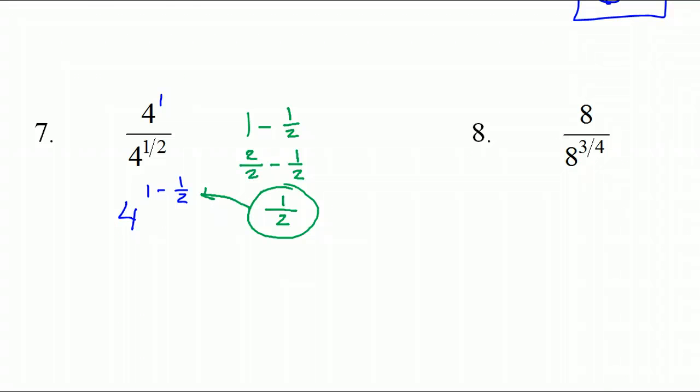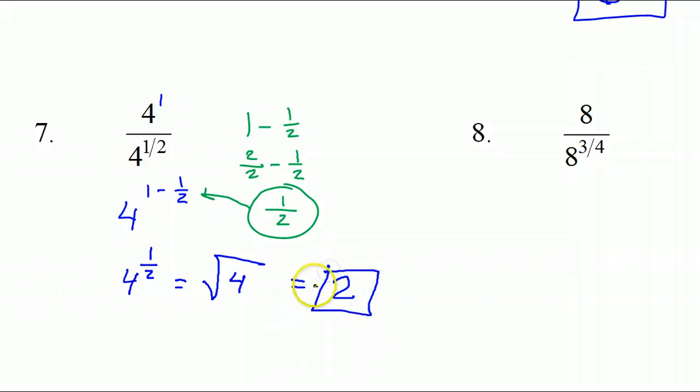Okay? So this is going to just be 4 to the 1/2 power. Oh look, 4 to the 1/2 power. We've memorized that 1/2 power is the same thing as square root. So this is really the square root of 4, which is 2. So your final answer should be 2.